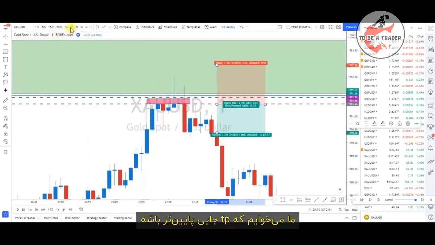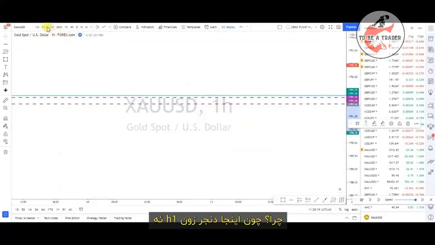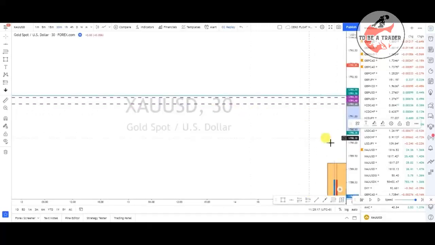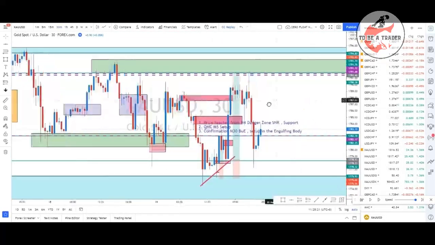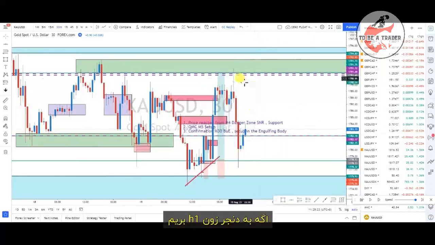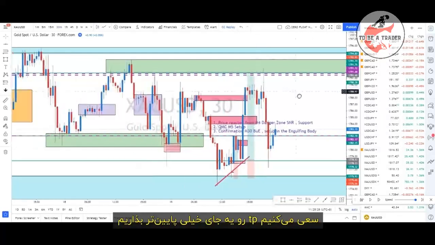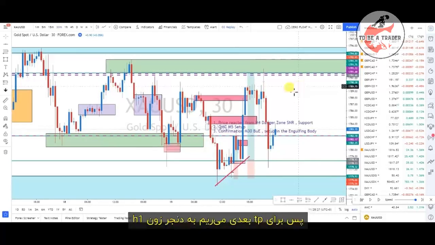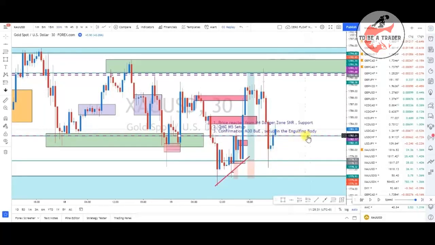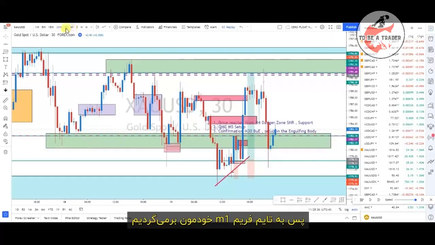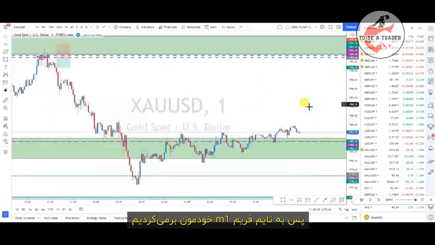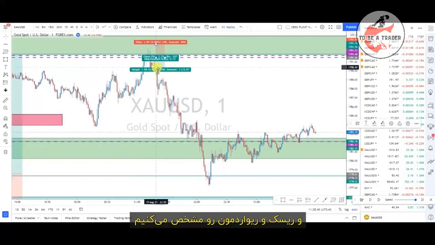Why? Because this one is a H1 danger zone. Okay, so if we go to the H1 danger zone, we try to TP at a much lower area. So where is our next TP that is possible? We could go to the H1 danger zone as well. This is the H1 danger zone here. This green color. Let me color it back. Okay, so we go back to our M1 and then we mark our risk and reward.